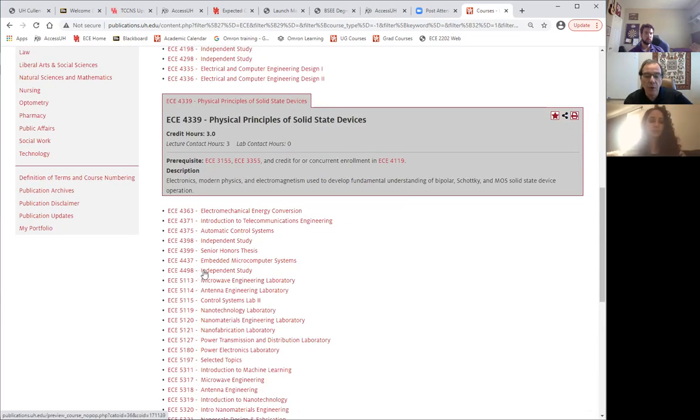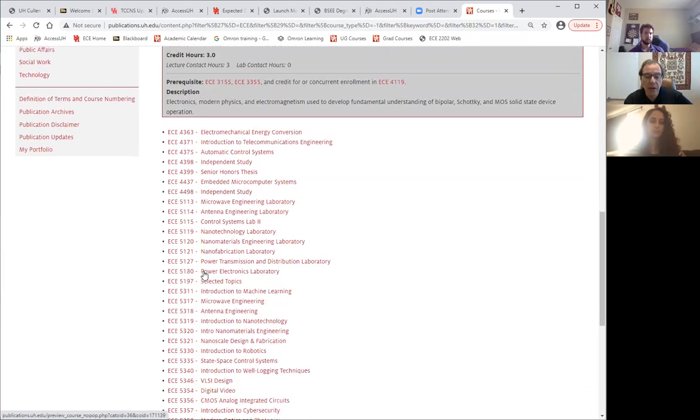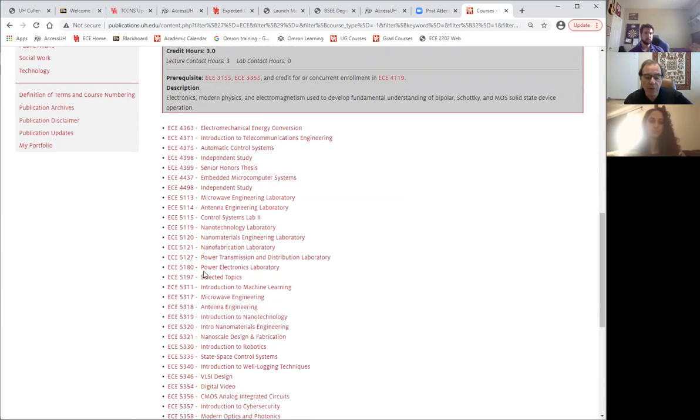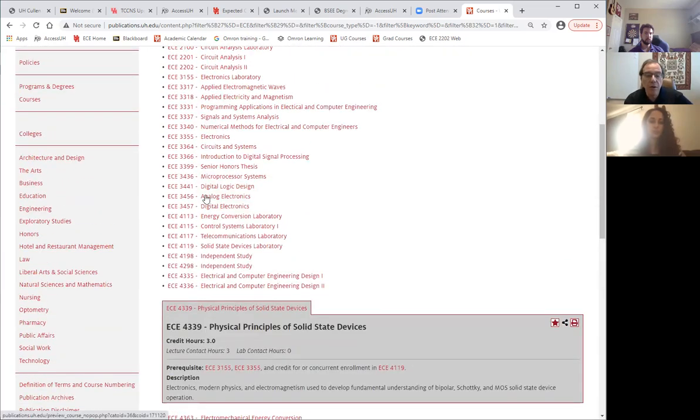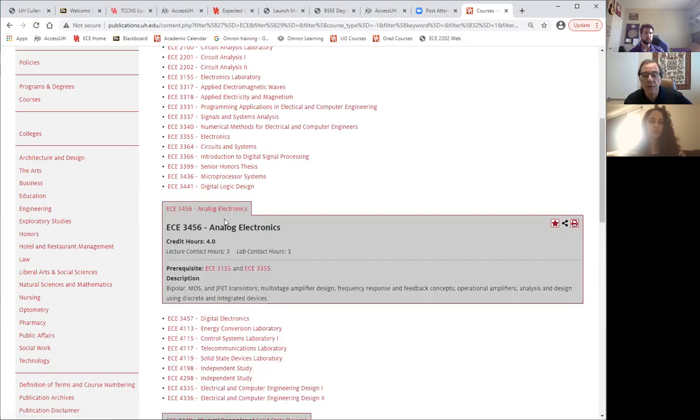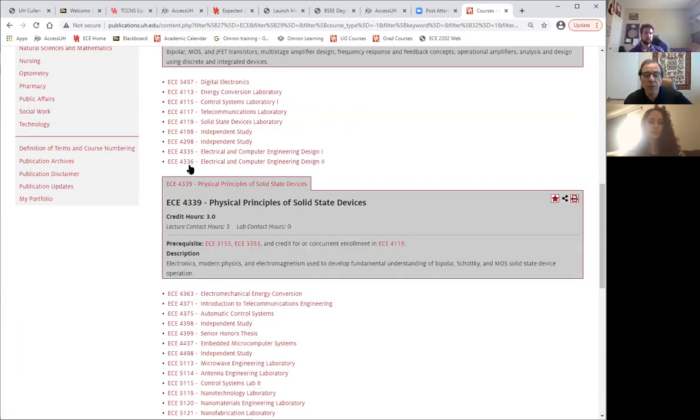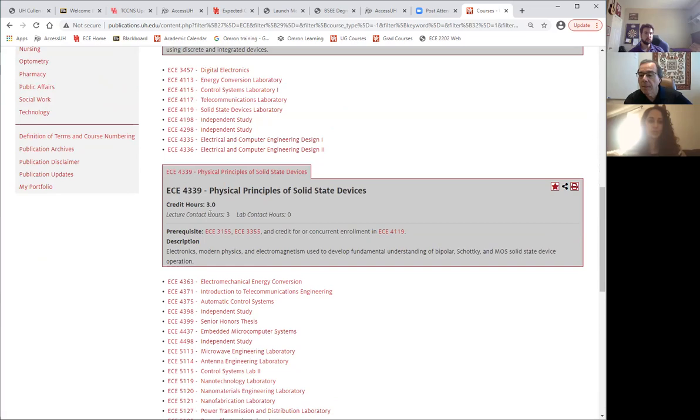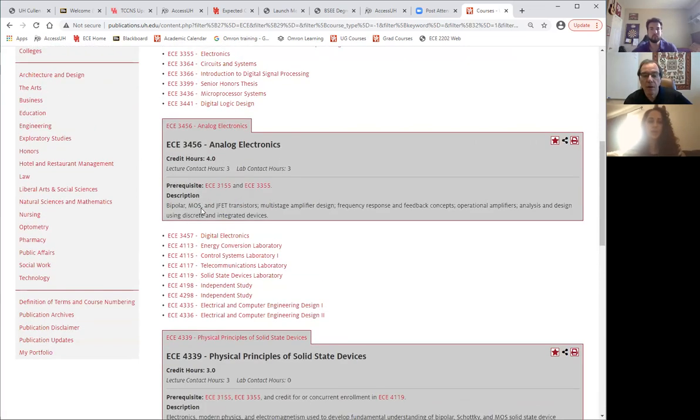4 credit courses all have labs connected with them. So let's see if I can find one. 3456, Analog Electronics, has a lab connected with it, hence 4 credits. 4330, sorry? I was going to say they can notice that where the description, it will say lab contact hours. They can see that there's lab hours there. Right.